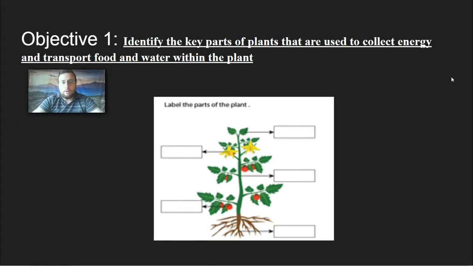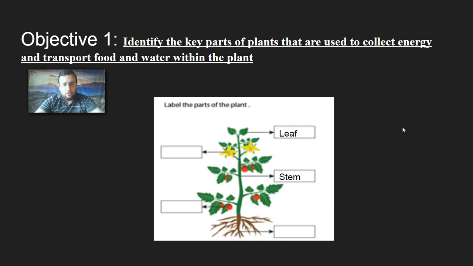So the first objective is to help us identify the key parts of plants which are used to collect and transport food and water within the plant. And of course, you're going to need to talk about the leaf, which is the central organ of photosynthesis, the stem, which helps to support the plant and transfer materials throughout it, and the roots, which absorb nutrients and also help anchor the plant. We are not going to talk much about flowers and fruits, which are mostly reproductive organs for the plant, in this content assessment. There's another one that's dedicated to that, but they are also important parts of the plant.